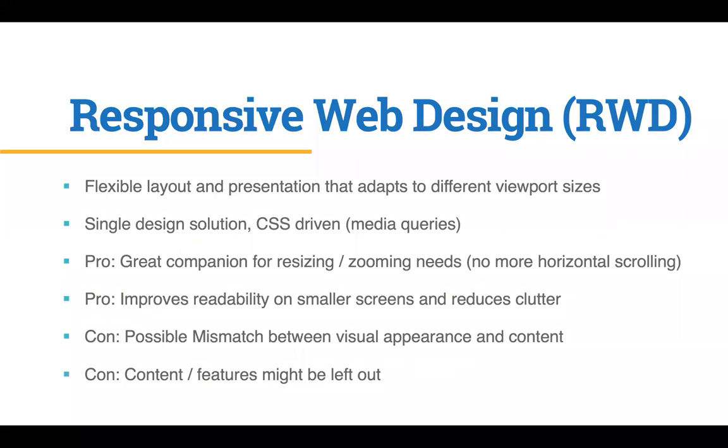As I said, this is CSS-driven, so this is done through media queries, where as you resize your browser window or you're viewing the content on a particular size screen, a particular set of CSS rules will be applied. Now, the advantage for accessibility is that this is a great companion for your requirements for resizing and zooming content. As you increase the size of your content in a browser through browser zooming, the responsive breakpoints will kick in and the content will stay readable as if it was a giant phone screen, which really improves readability both on smaller and large screens for low vision users, and it reduces clutter.